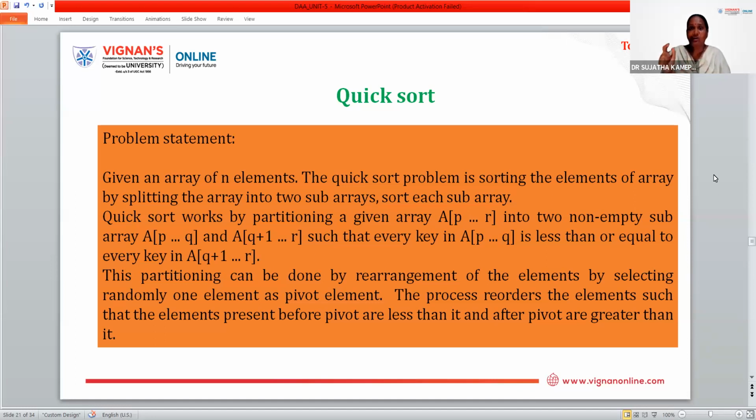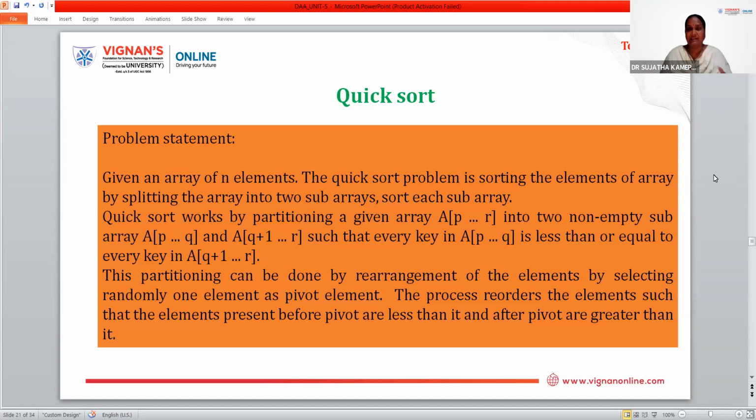Here you are given a global array A[p..r], where p is the low index and r is the high index. A[p..r] is divided into two subarrays: one is A[p..q] and the other is A[q+1..r], such that every element present in A[p..q] is less than or equal to every element present in A[q+1..r].